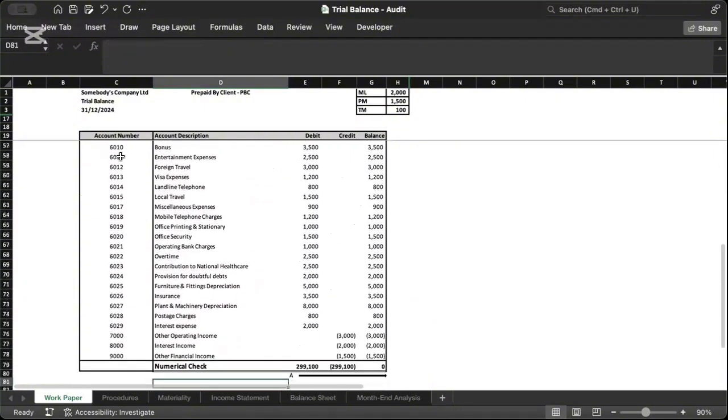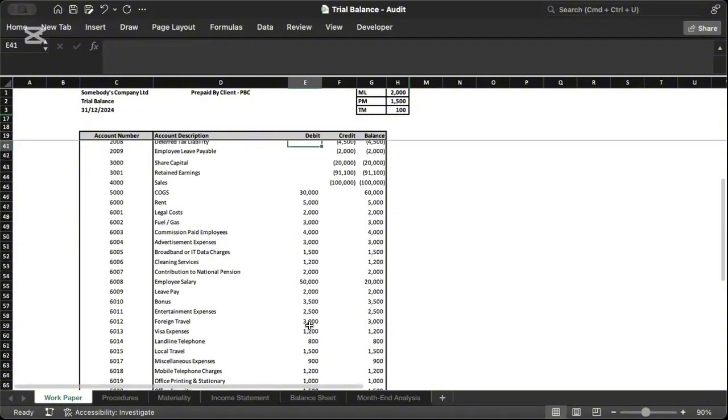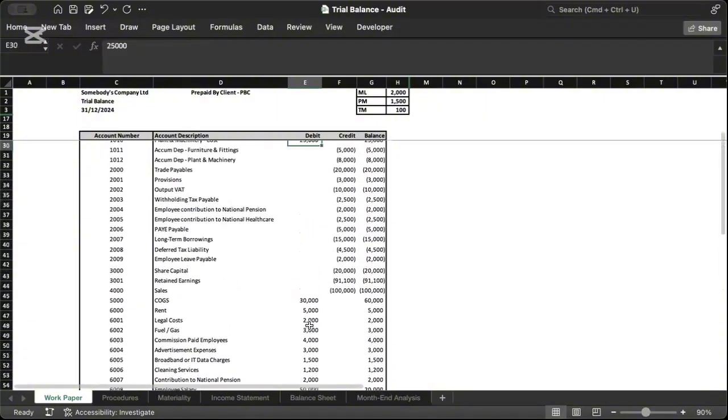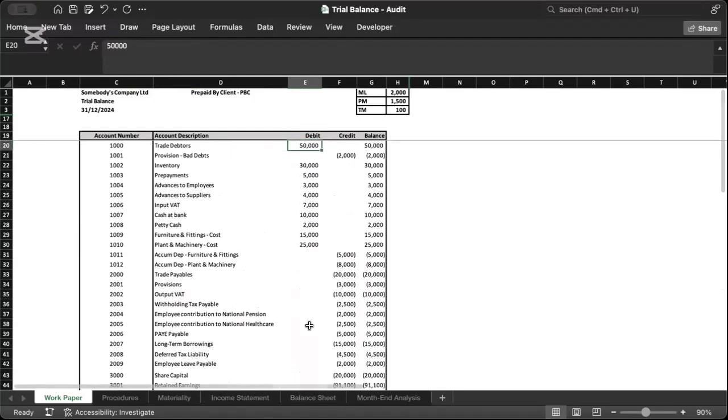I tried to add as many as I could. 7,000 operating income, 8,000 and 9,000 capture interest income and other income respectively. Understanding this structure helps in analyzing the trial balance efficiently before diving into detailed audit procedures, okay? So always start with the mathematical check, debits, credits, balance, okay? And then understand what these line items mean.